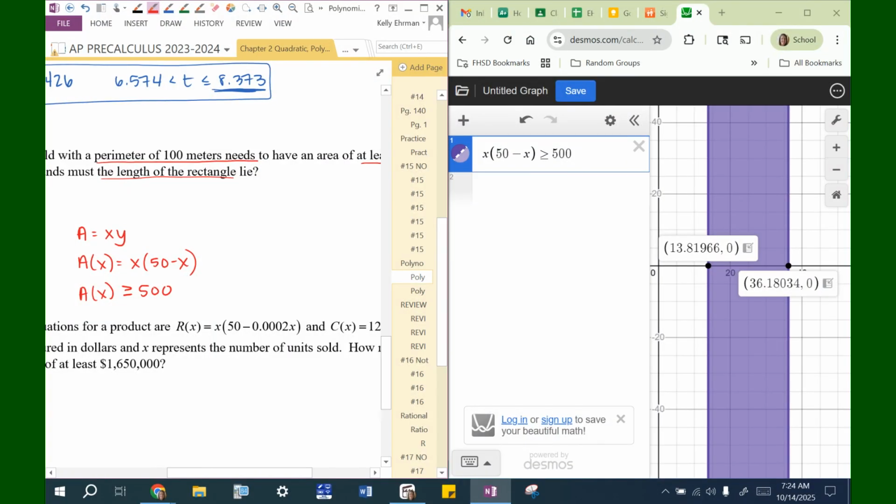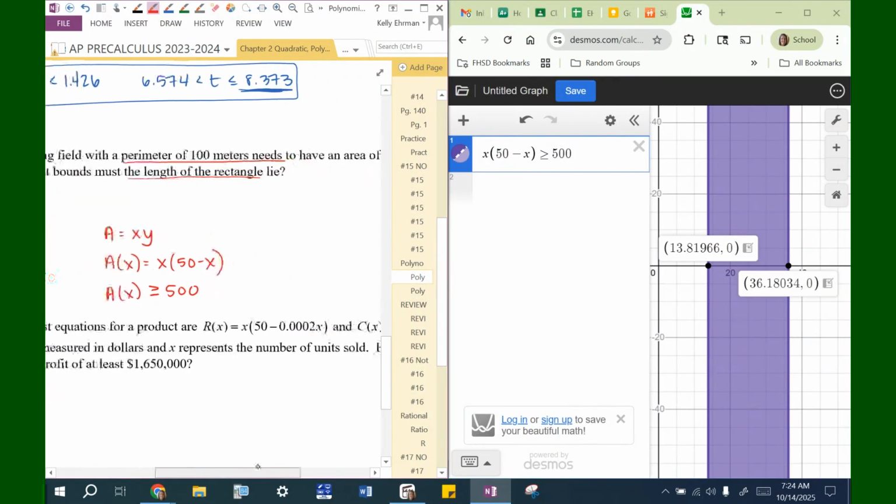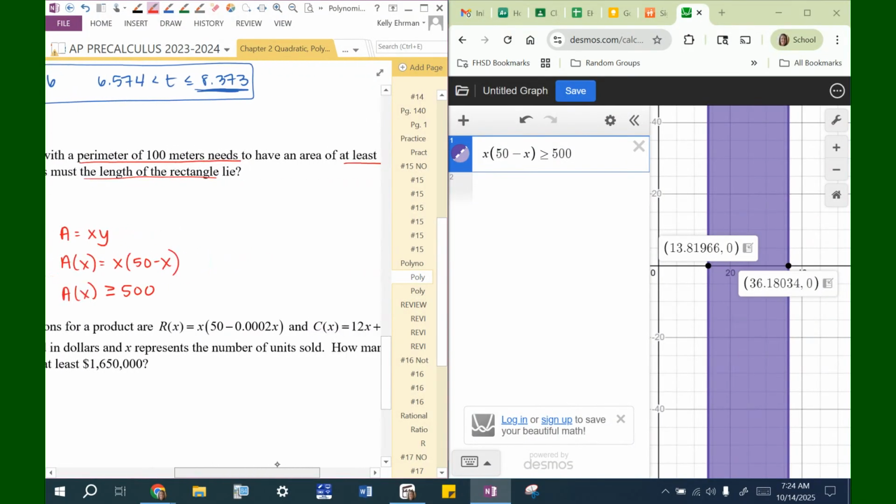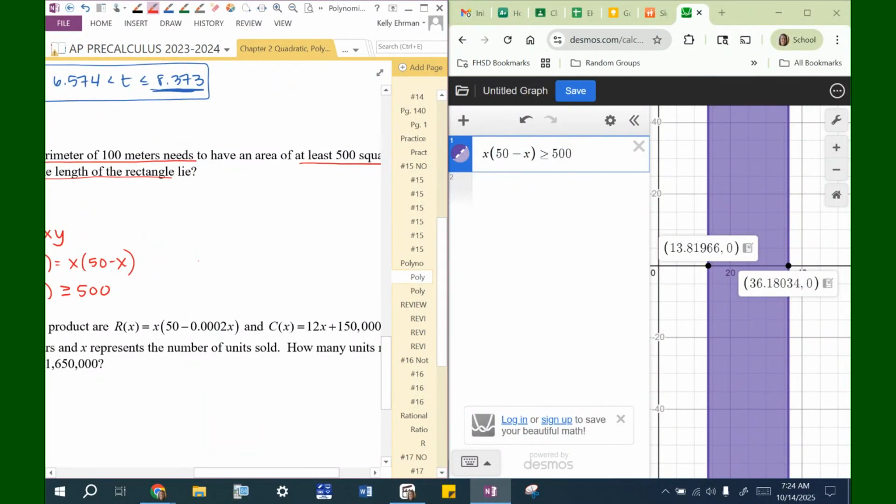So x can be, within what bounds must the length of the rectangle lie? We're calling x the length. So we're just going to say between 13.820 less than or equal to, since this is equal to, x, which is less than or equal to 36.180.